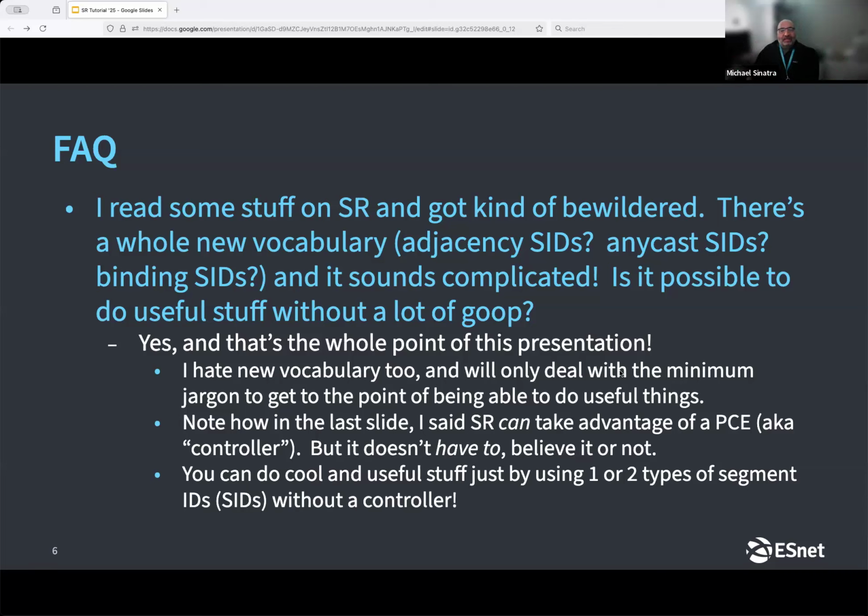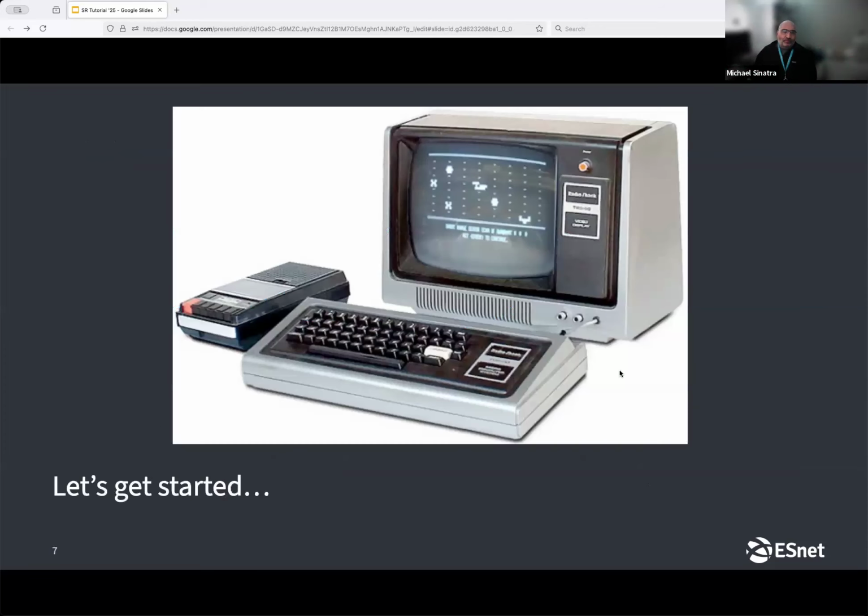So I don't really like new vocabulary, so I'm only going to tell you the words that you need to know immediately. I'll give you some definitions, but I'll try to touch on and highlight the key ones that are important. So really what I'm trying to do here is give you the 1970s TRS-80, even before disk drives, the cassette player version of segment routing, and then we're going to work our way up from there. Maybe we'll add a disk, maybe we'll upgrade to the Trash 80 Model 3, like I did in high school. That's how I learned to program in high school.